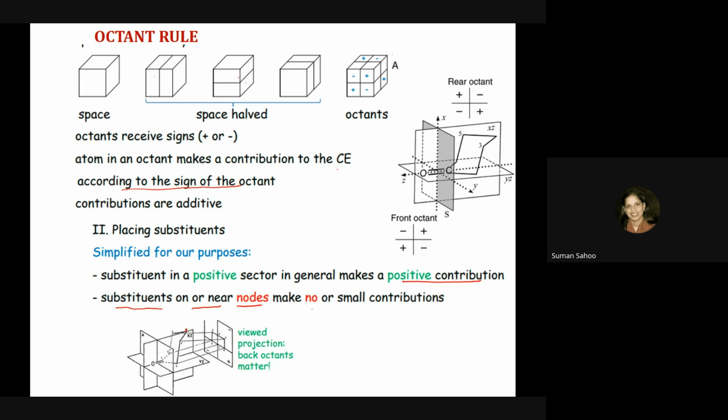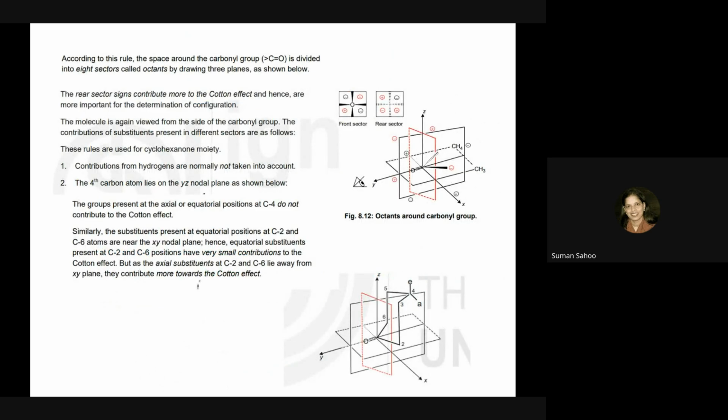Again, you can see here the equatorial positions. For the substituents at C2, we have an axial here and one equatorial here. The equatorial position is near your XY plane, so there would be less contribution from the equatorial positions at carbon number 2 and 6. But axial substituents at carbon number 2, and this is axial, this is axial, lie away from the XY plane, so they contribute more towards the Cotton effect.